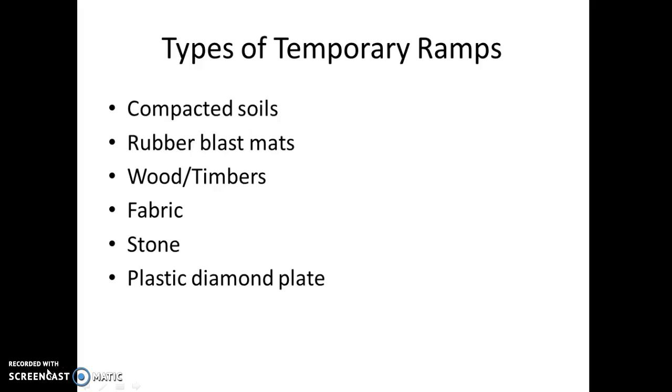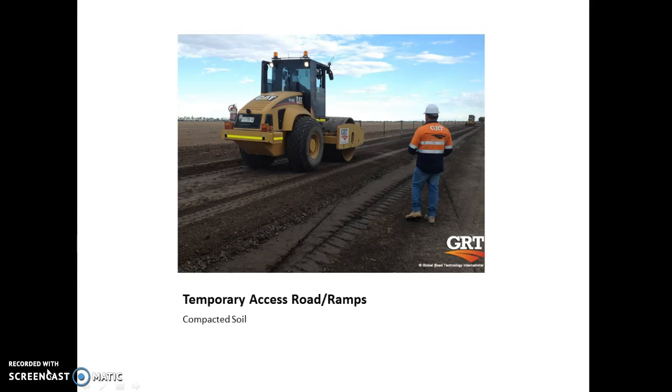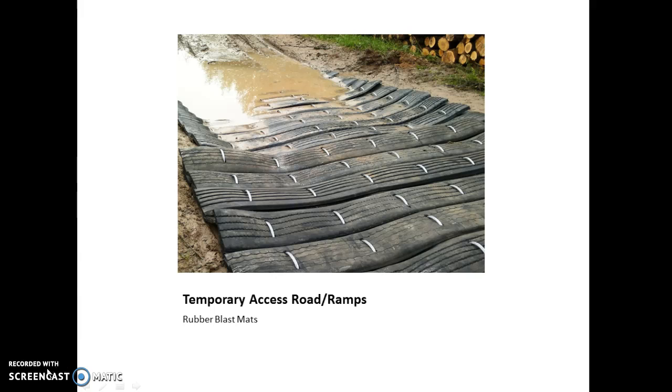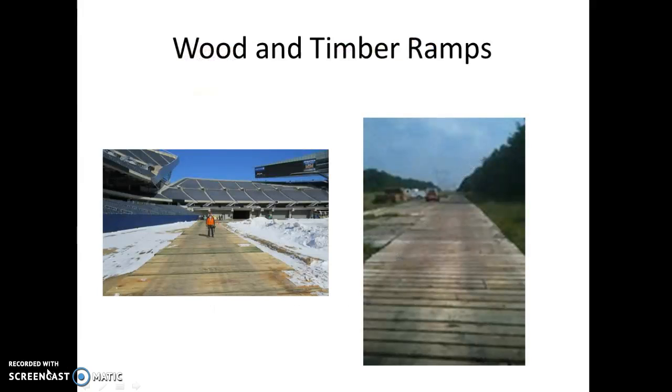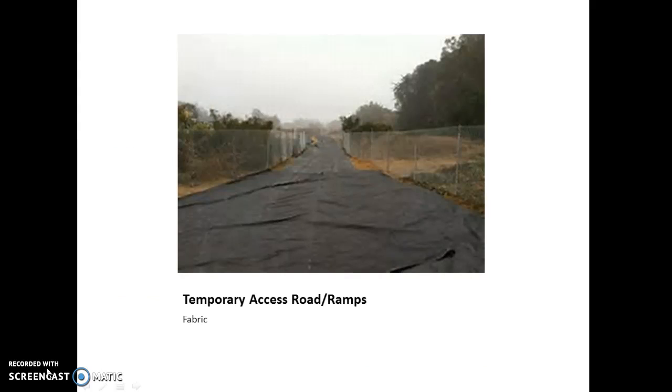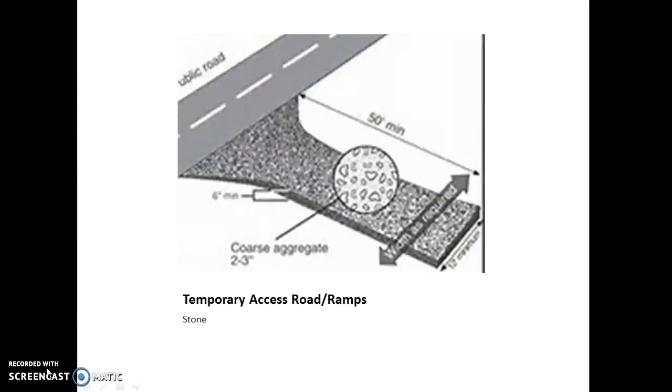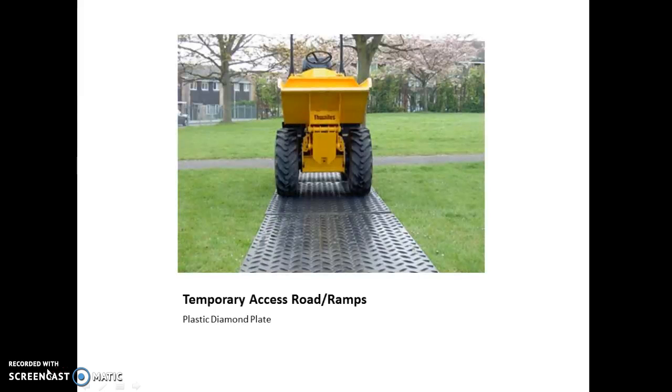Types of temporary ramps that can be used. They can be made out of compacted soils, rubber blast mats, wood and timbers, fabric, stone, or plastic diamond plate. Here's an example of compacted soil, the rubber blast mats, the wood and timber, the fabric that they lay down, crushed stone, and the plastic diamond plate.